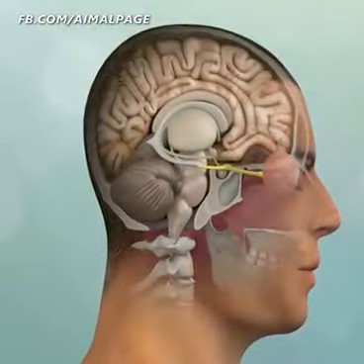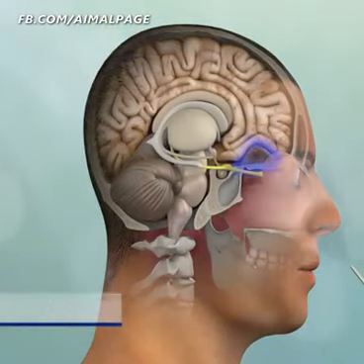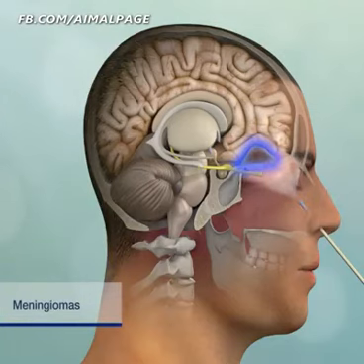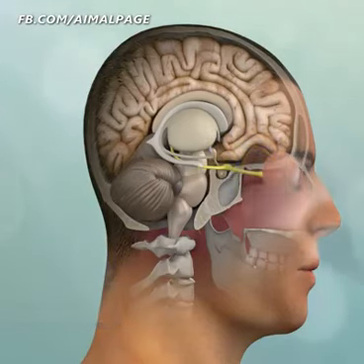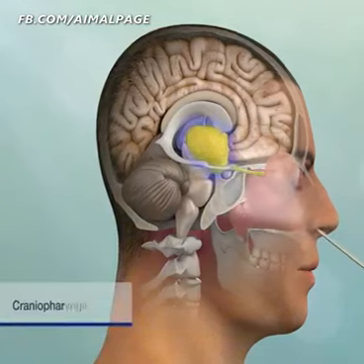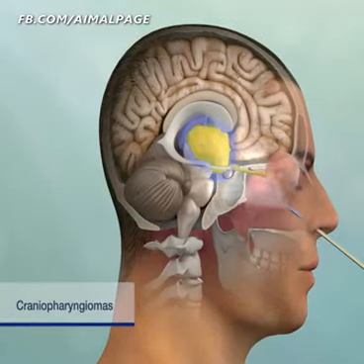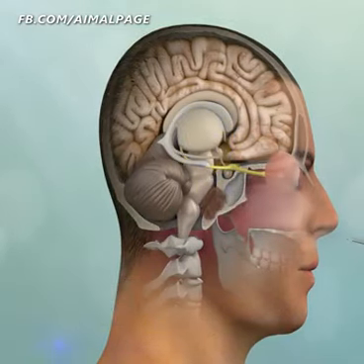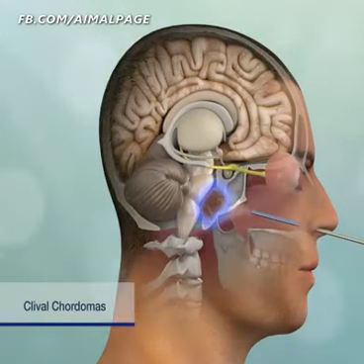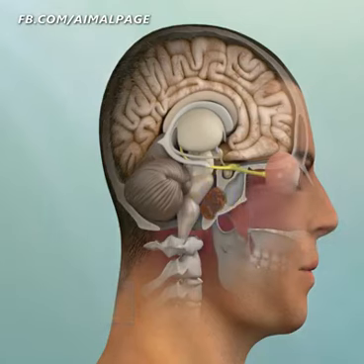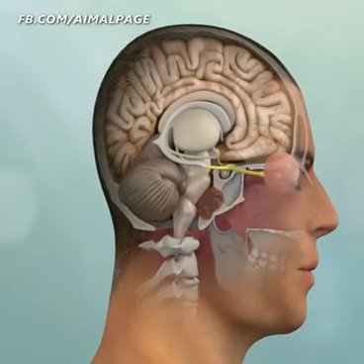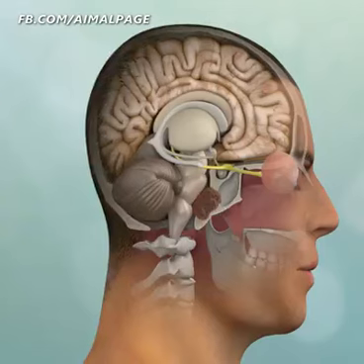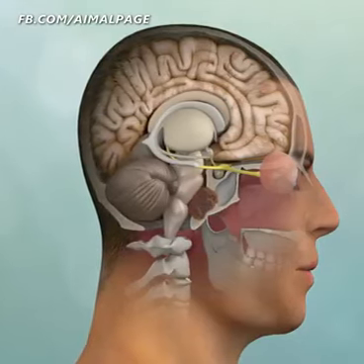The endonasal approach is also used for many midline skull base and brain tumors, such as meningiomas, craniopharyngiomas, and clival chordomas. In such cases, more extensive skull base exposure and closure is usually required, including use of specialized vascular flaps to help prevent post-operative spinal fluid leaks.